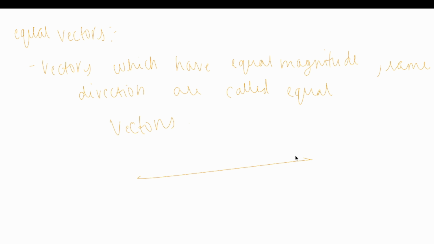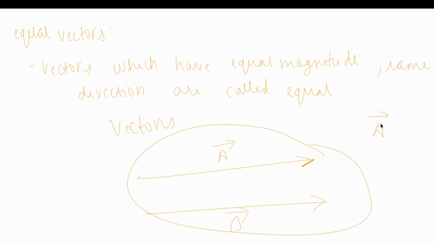So I have two vectors, A and B. If A and B have the same magnitude and direction, we can say vector A is equal to vector B.